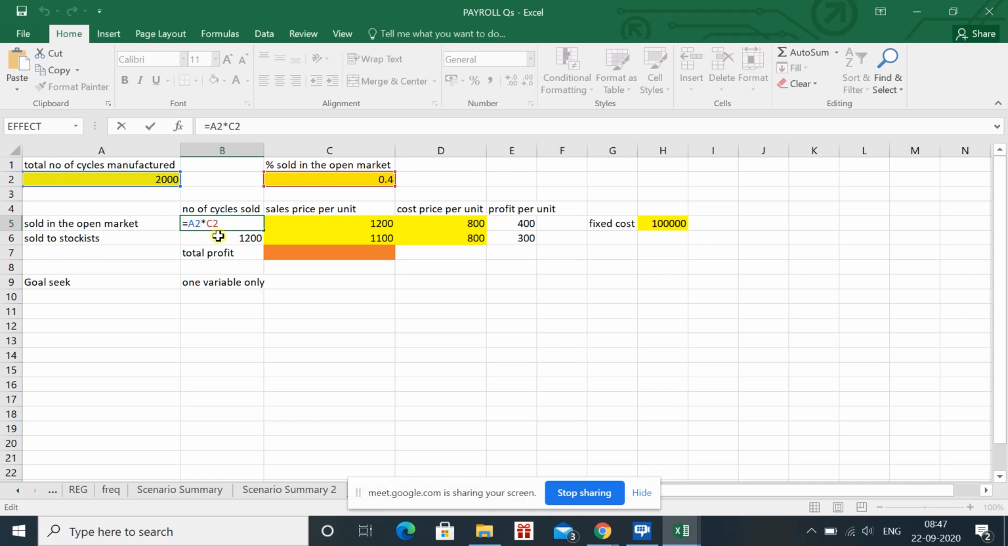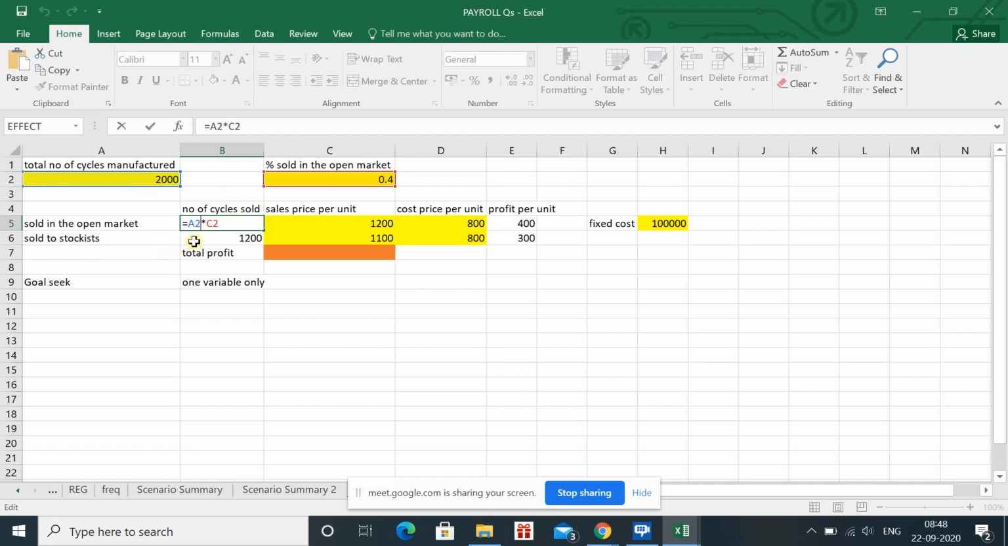And you can see that we have not written 2000 multiplied by 40%. I have used the cell referencing system. So while doing the question, you will also use the cell referencing system, because in case we are applying some what if analysis steps or procedure, in that case it will automatically adjust. As in the question it is clearly mentioned that in some places they will change the percentage sold in the open market, so we have to use the cell referencing. So what we have done, we have simply multiplied A2, that is 2000, and C2, that is 40%, right?